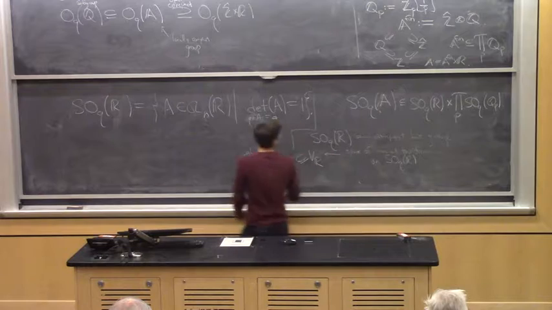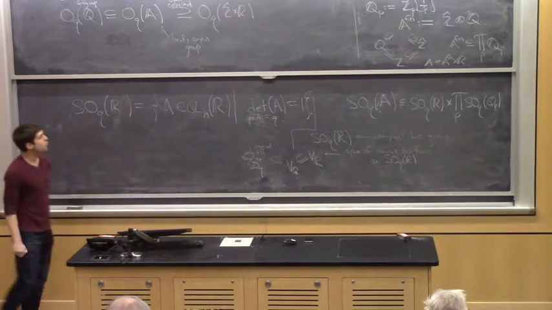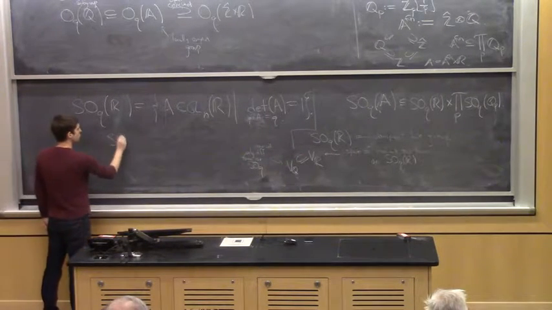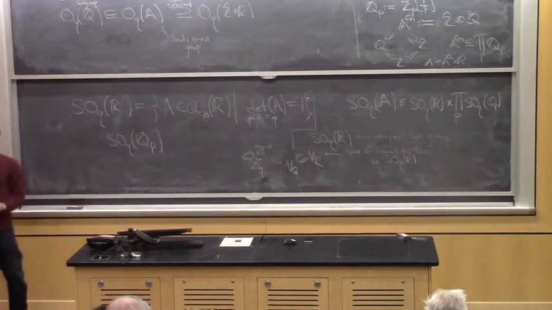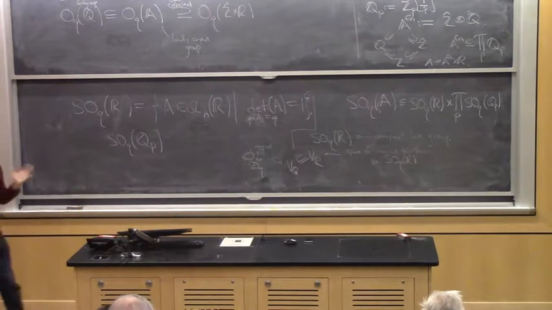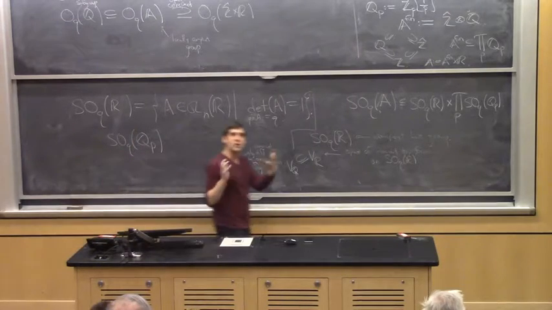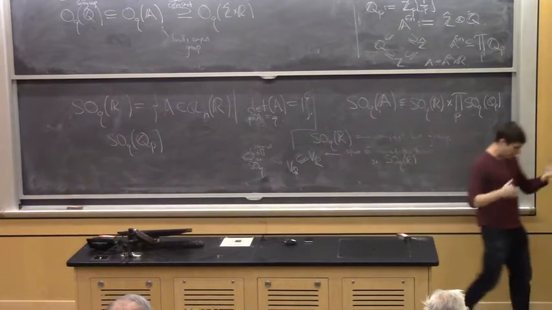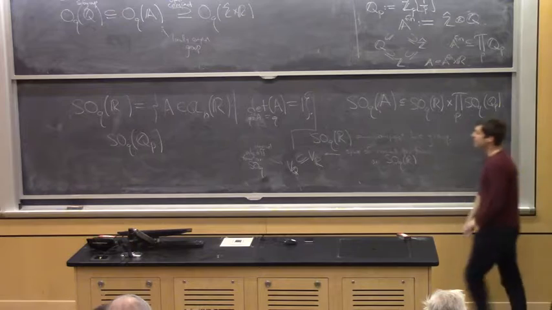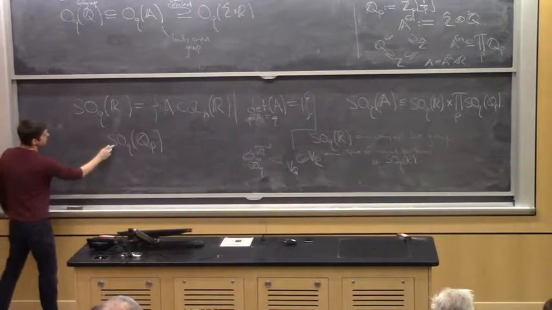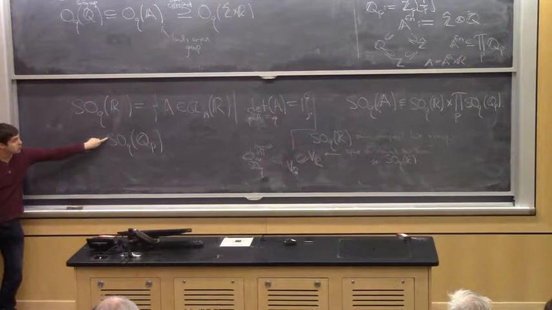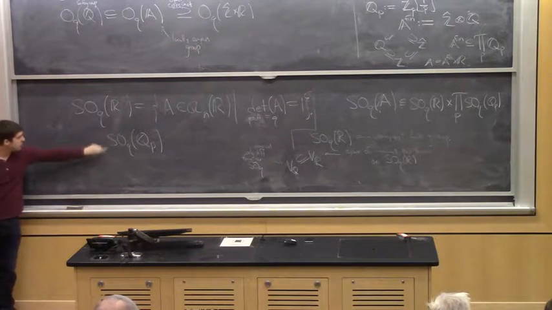Okay, so that's the story for SO(Q) of the real numbers. What about one of these groups like SO(Q_p)? This is not a Lie group in the usual sense, but it's an example of what's called a p-adic analytic Lie group. And there's a similar story for p-adic analytic Lie groups. So there's a notion of differential form on this object.